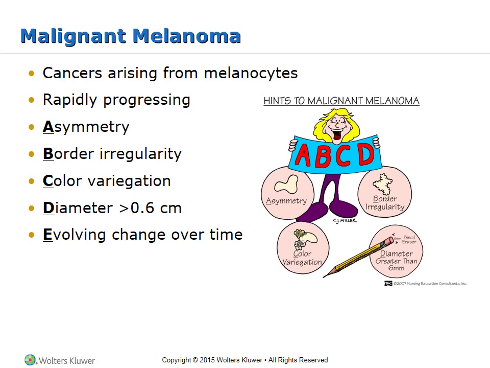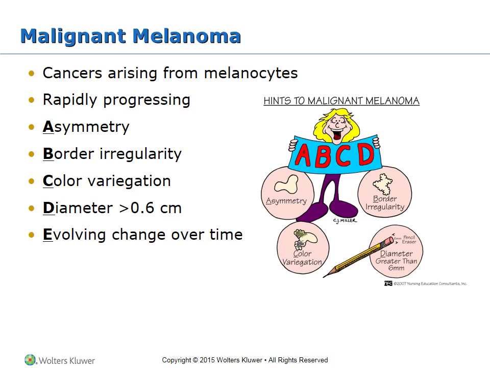B, border irregularity, and you can see in the picture there, we want it to be nice and round. We don't want it to be kind of bumpy all around. C, color variation, we want to make sure that it's all one color. If we have areas that are very dark and then lighter areas, that's concerning.